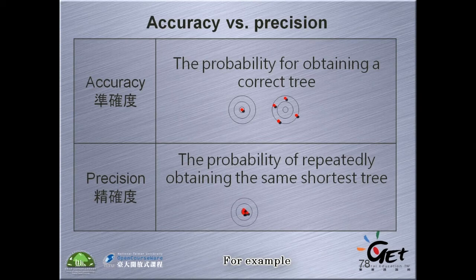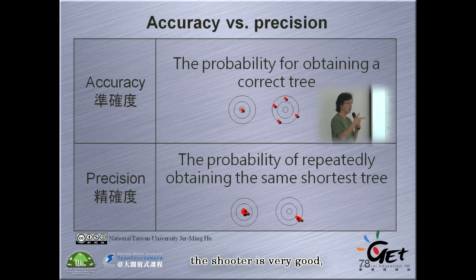So for example, in this case, it has very high accuracy and precision. But in this case, the accuracy is actually not really good, but the precision is very good. That means the shooter is very good, and probably the gun or the bow is very good, so you always hit the same spot, but it's actually off from the aim. So it will be the same for the phylogenetic tree.